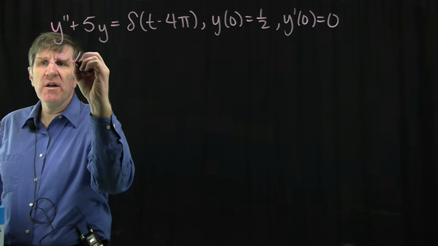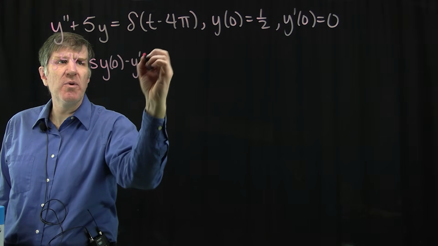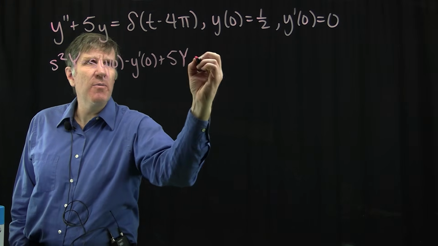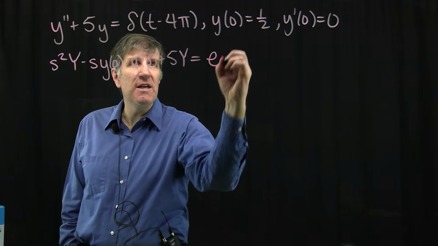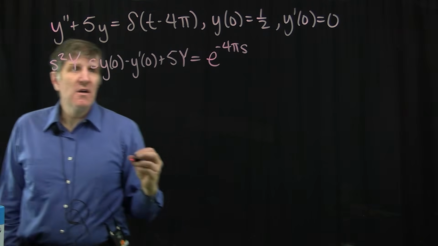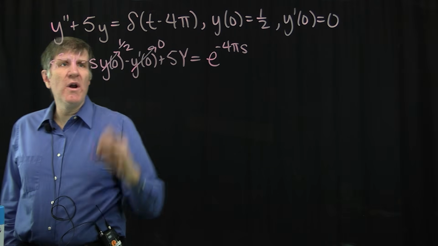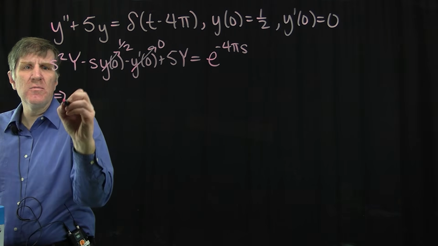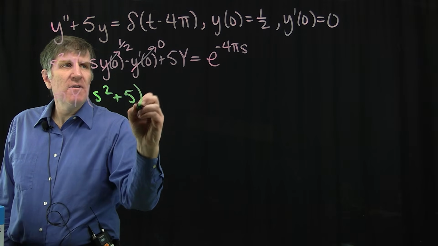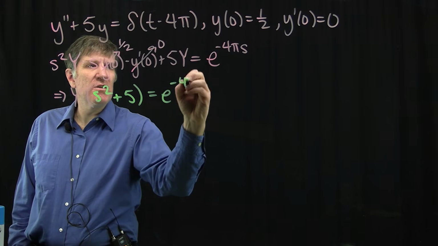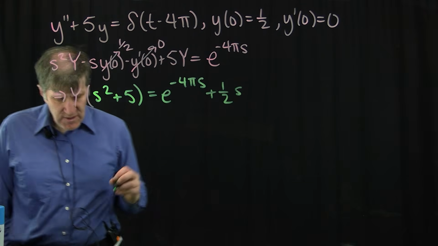We have s squared capital Y minus s y of 0 minus y prime of 0 plus 5 capital Y. And the Laplace transform of this delta function is e to the minus 4 pi s. We have y prime of 0 is 0, and y of 0 is 1/2. So this becomes capital Y times s squared plus 5 equals e to the minus 4 pi s, and then this term looks like plus 1/2 s.